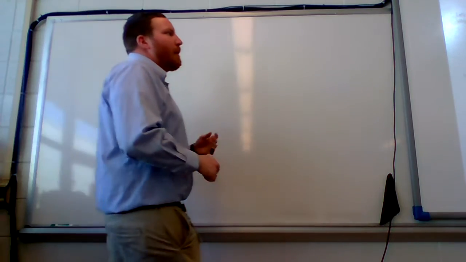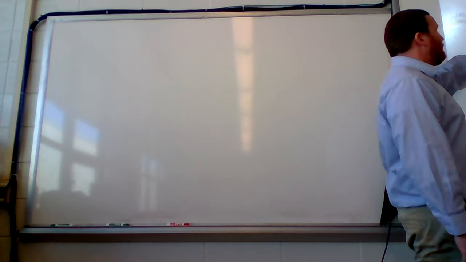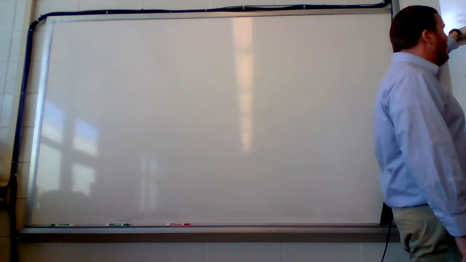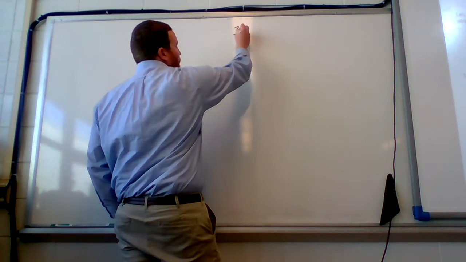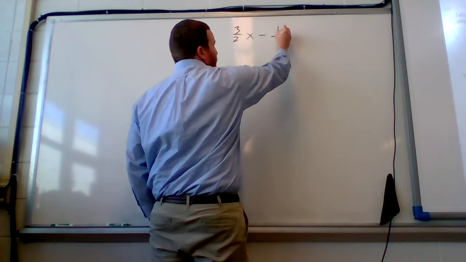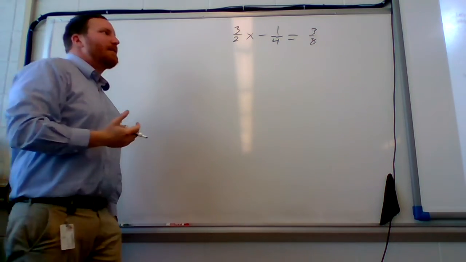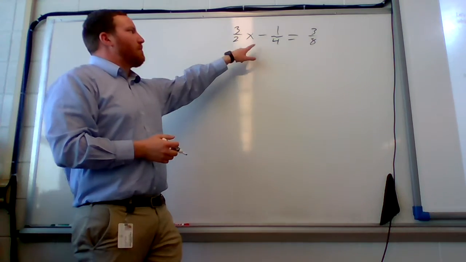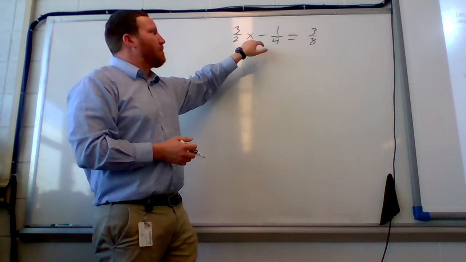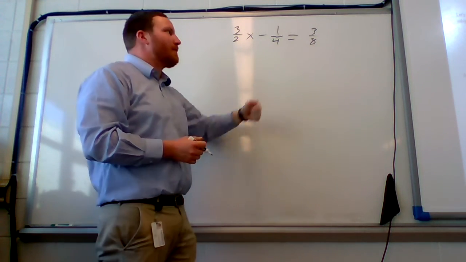What they mean by that is, if we look at the denominators of all of them, we can find a multiple that all of these can go into. We can multiply by that and eliminate those denominators. So in this case, we have 3/2 x minus 1/4 equals 3/8. Our least common denominator would be a multiple that all of those can go into. So we've got 2, 4, and 8. Well, 2 and 4 can be multiplied together to get 8. 8, of course, is a multiple of itself.